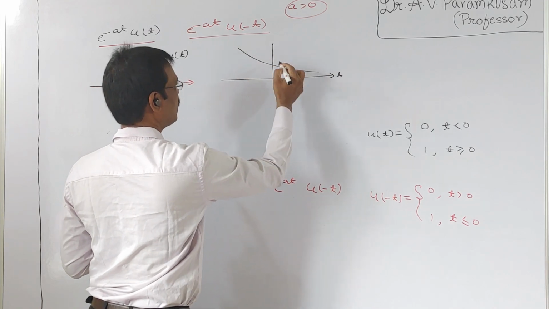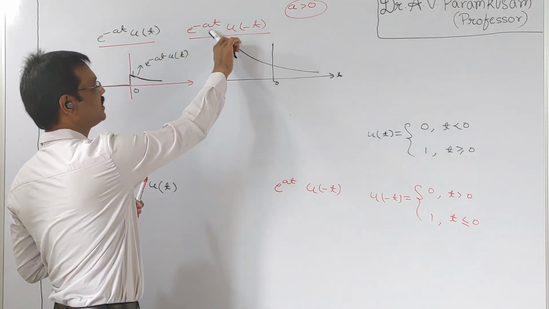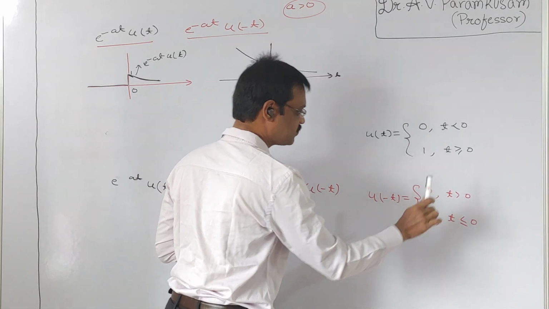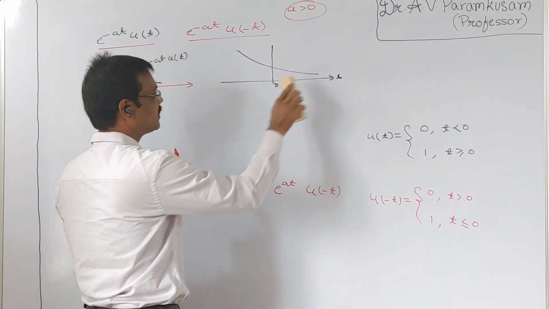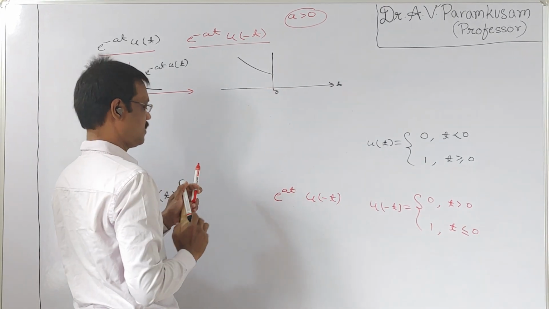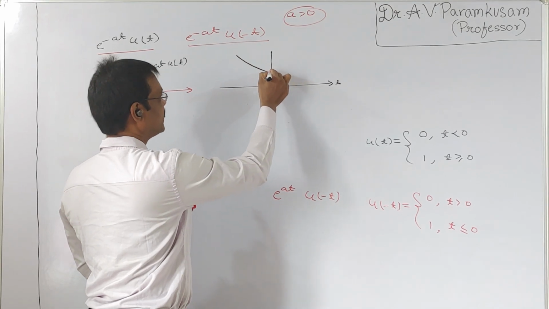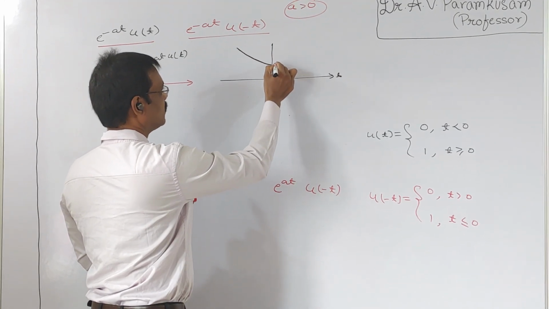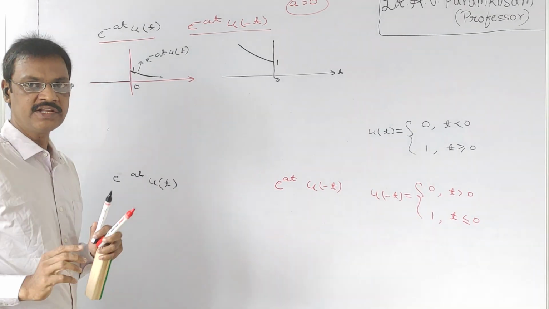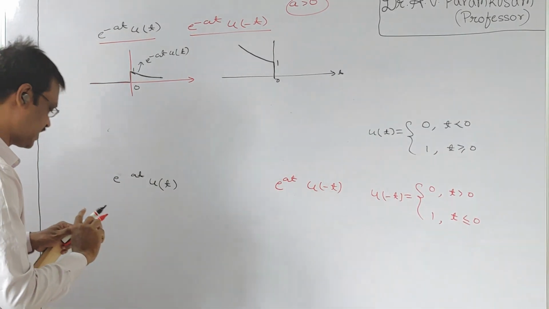We know the graph of e to the power of minus at. It is a decaying exponential. But this signal is multiplied with u of minus t. What is u of minus t? It is equal to 0 for t greater than 0. For t less than 0, it is equal to 1. Okay. Next. Here I draw e to the power of at u of t. What is e to the power of at? It is an increasing exponential.